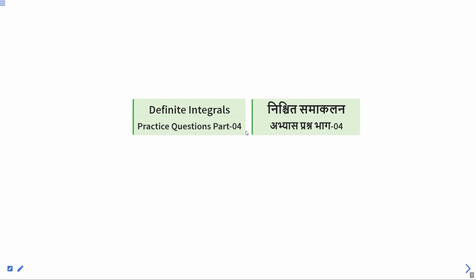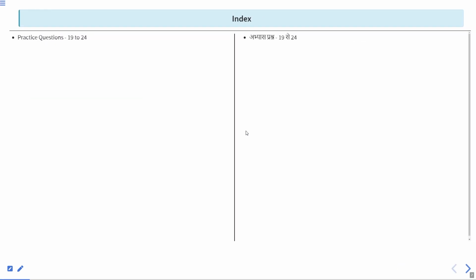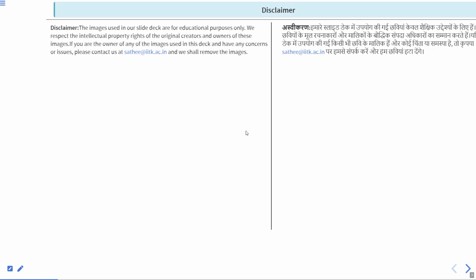In today's lecture, we will see some more practice questions based on definite integrals. In the last session, we had done till question number 18. So, in today's lecture, we will start from question number 19 and I will discuss till question number 24.